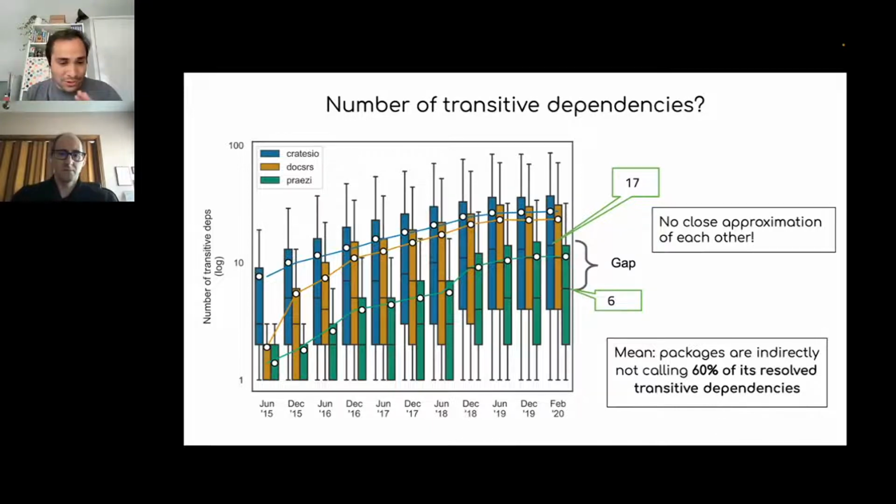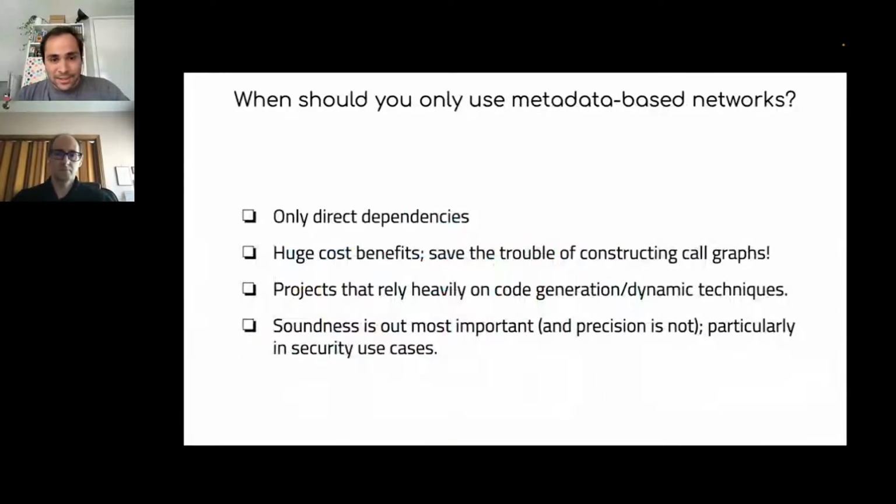I'm not going into this; you can find more in the paper, but there are a lot of discrepancies when it comes to transitive dependencies. And then, coming to the main conclusions: when should you use a metadata-based network, and when should you not? We found that you should generally use it for direct dependencies. Constructing call graphs for every single package of a repository is very expensive, so there's a huge cost benefit. Also, you have to think about soundness, which could be a problem because package repositories are not homogeneous. There are a lot of different packages. Some might have code generation, some might use other dynamic features.